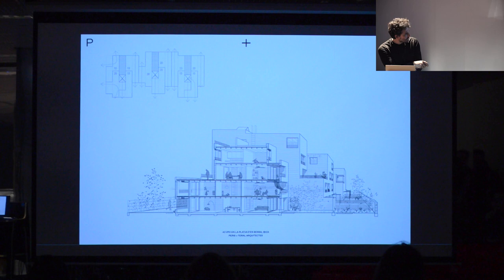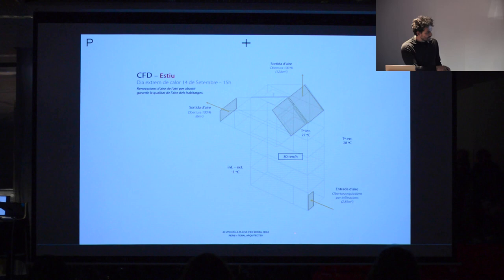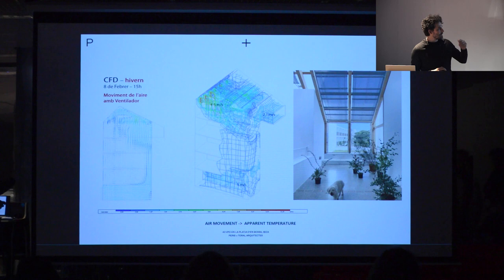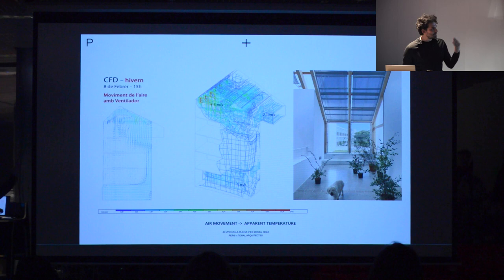And this solar chimney, when we open it strategically, here we have the solar protection inside, we are able to generate 2.1 meters per second. Every half meter per second is 1 degree of feeling temperature. That means that the thermometer has the same temperature, but you feel, in this case, 4 degrees less than the temperature that the thermometer says.